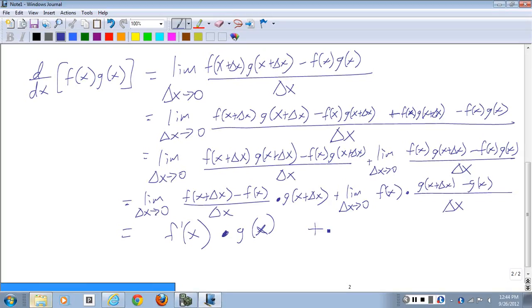Plus, over here, the limit of the product equals the product of the limits. So f of x is just plain old f of x, but the limit of g of x plus delta x minus g of x over delta x, that's g prime of x. All right, that's also found in the textbook if you want to refer back to that.